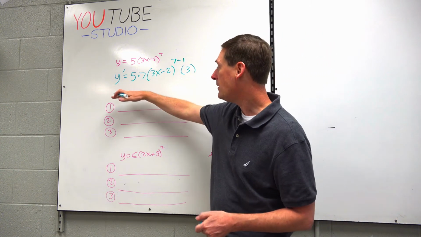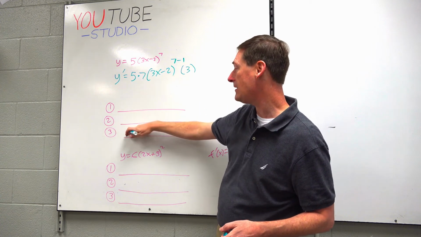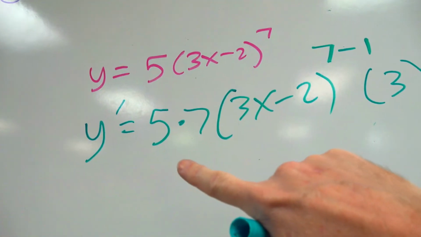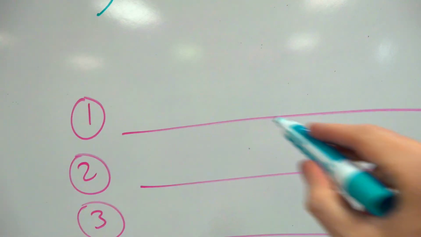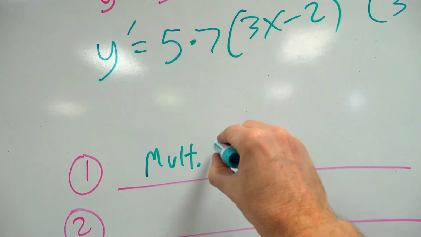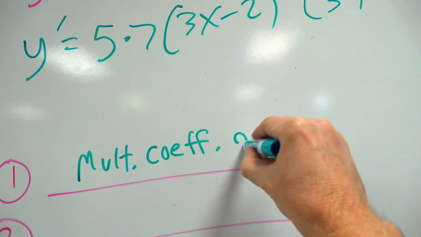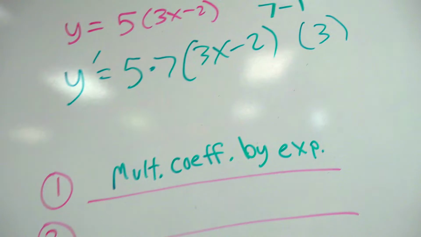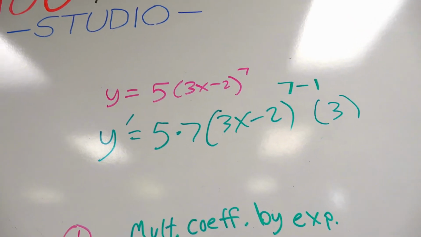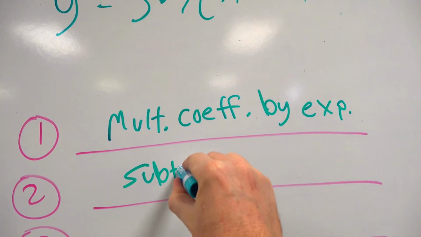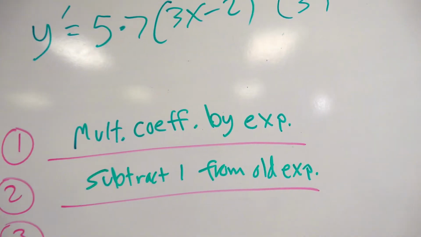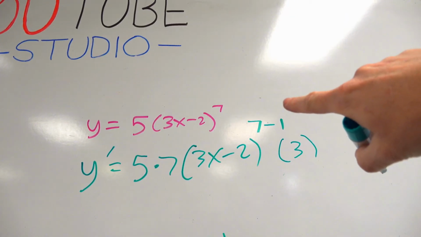All right? So let's take a look at the 3 steps it takes to do a simple derivative. So step number 1, what did we do? We multiplied the coefficient by the exponent. So let's just write down exactly what we've been doing for so many weeks and a couple of months now, right? Multiply coefficient, we'll abbreviate it, by exponent. All right, that's step number 1. Now, step number 2, what else did we do? We immediately subtracted 1 from the old exponent, didn't we? Subtract 1 from old exponent. All right, 7 was the old exponent, 6 would be the new exponent.